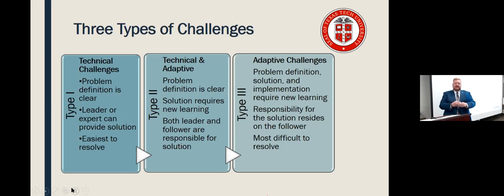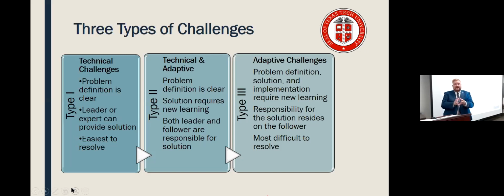Now, the last one is the most difficult. That's the adaptive challenge. This is where change comes in. Adaptive, to adapt means to change. And so if we think about that, the problem, definition, solution, and the implementation requires new learning. So there is broad learning that must occur in order for adaptive challenges to be faced.